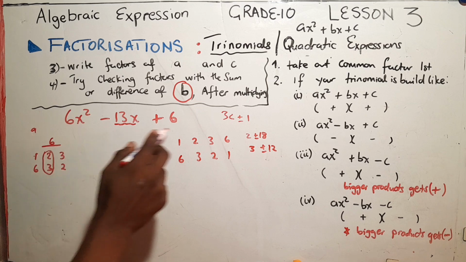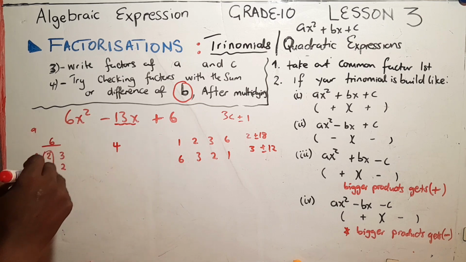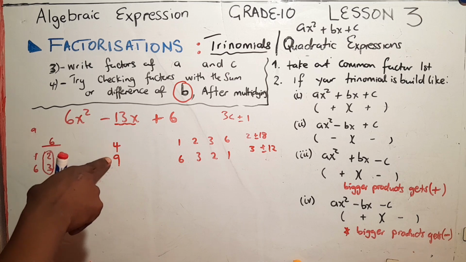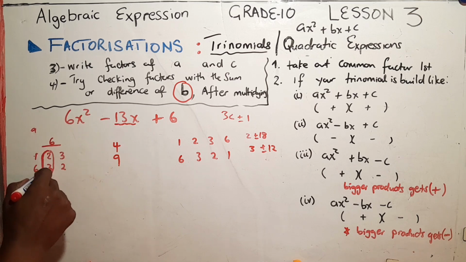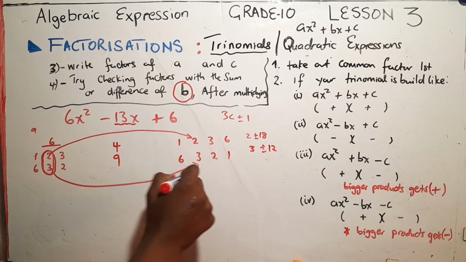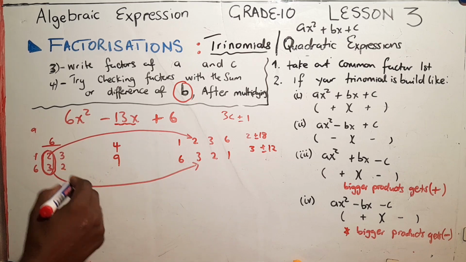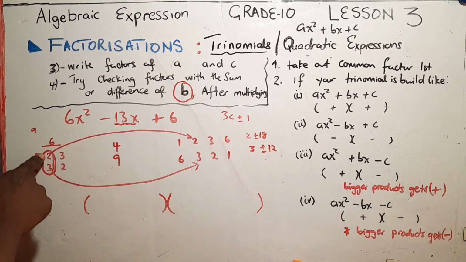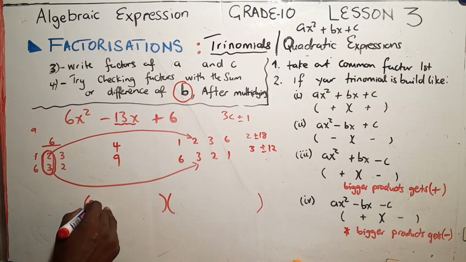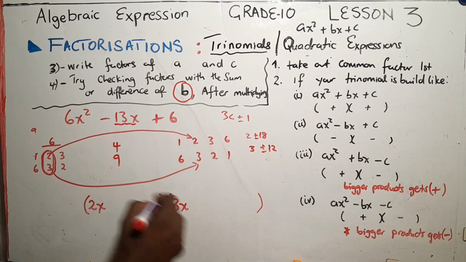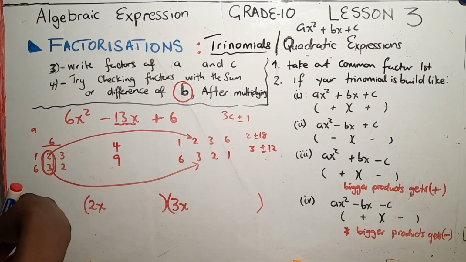So let's try out 2 multiplied by 2. 2 multiplied by 2 gives us 4. And then 3 multiplied by 3 gives us 9. So if we add 4 plus 9, we get 13. So it means that here we're using these values. This is multiplying 2 and this is multiplying 3. Now it means that we are going to set up two sets of brackets. In the first bracket, we're going to have 2x, and in this one, we're going to have 3x. Because these are the factors of 6x squared. So it will be 2x and 3x.